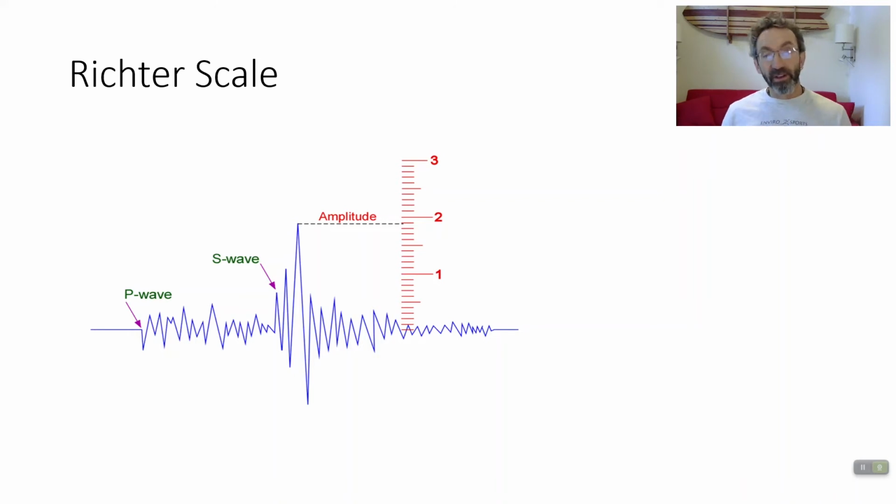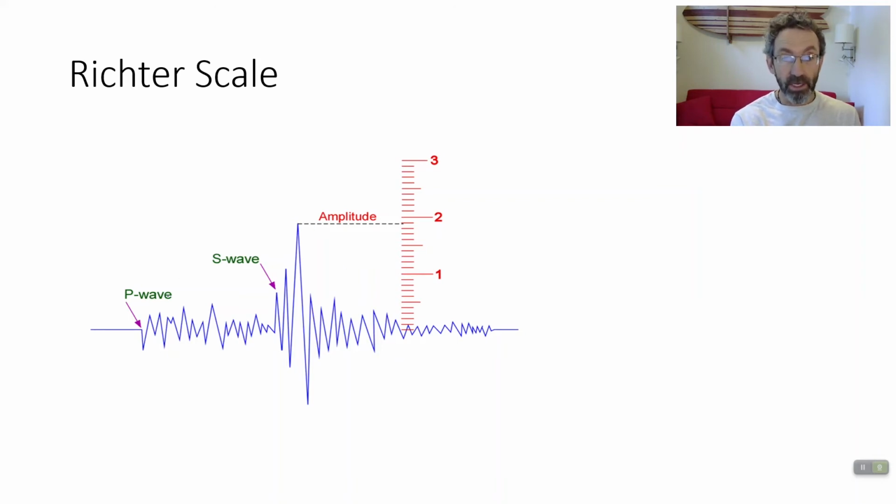Now the seismograph isn't just useful to help us distinguish between these three different waves, but it's also what gives rise to the Richter scale. So for example, if you've heard of an earthquake that was a 6.9 on the Richter scale, you might have wondered where that 6.9 might have come from. Well, it just literally comes from the height of the wave on the seismograph.